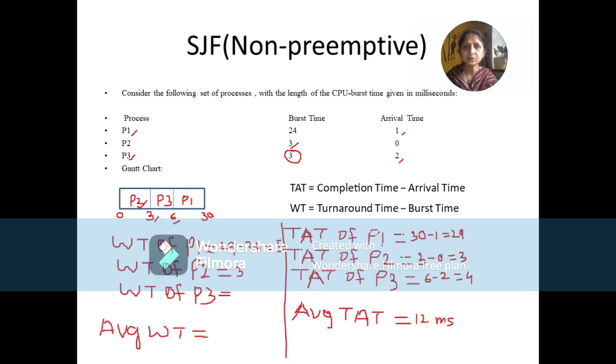And the burst time of P2 is 3 again. So 3 minus 3 is 0. What is the waiting time of P3? Turnaround time of P3 is 4. Turnaround time of P3 is 4 minus burst time of P3, that's 3. So 4 minus 3, that's 1.